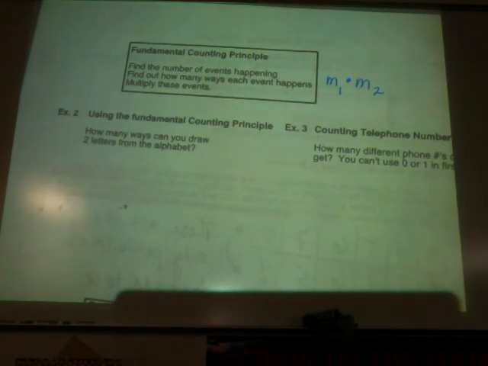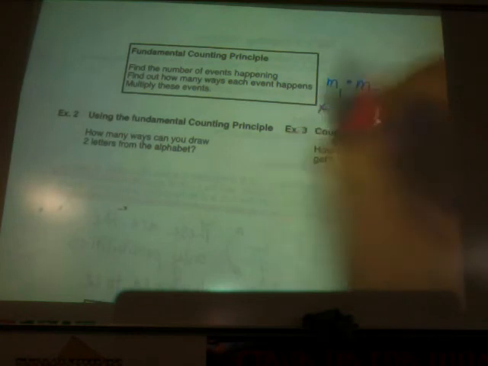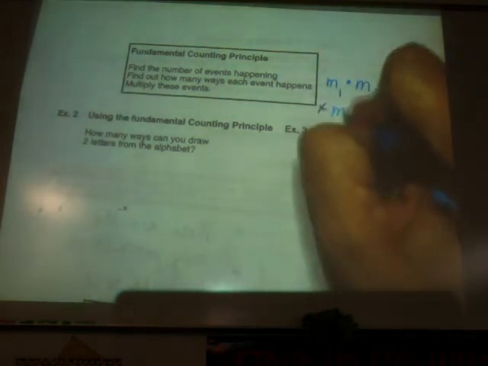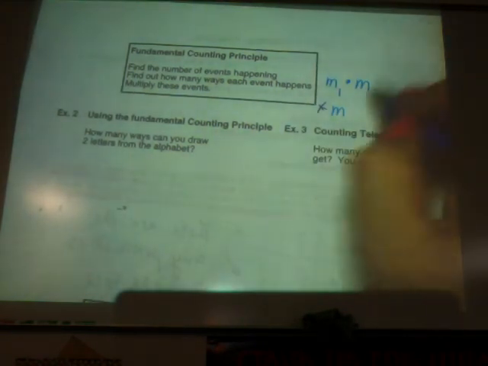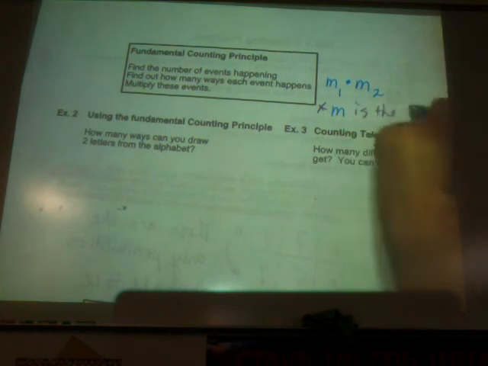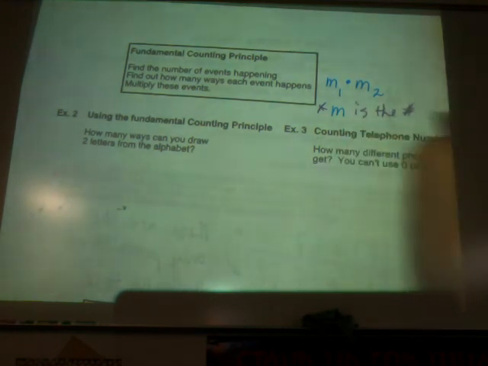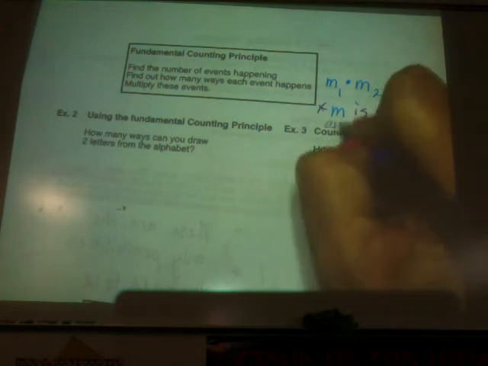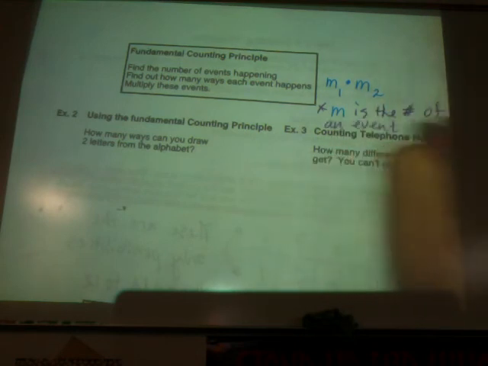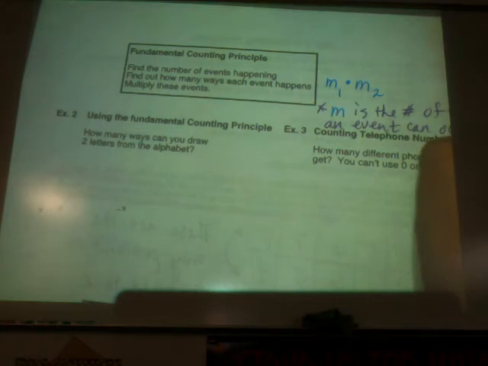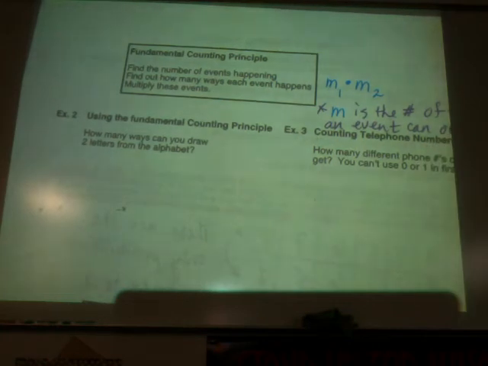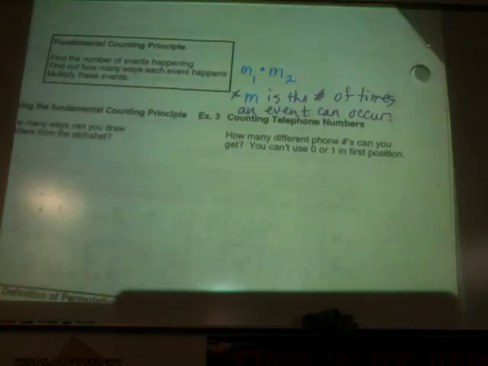And then you might want to write yourself a note that M is the number of times an event can occur. So this is straight from freshman math.